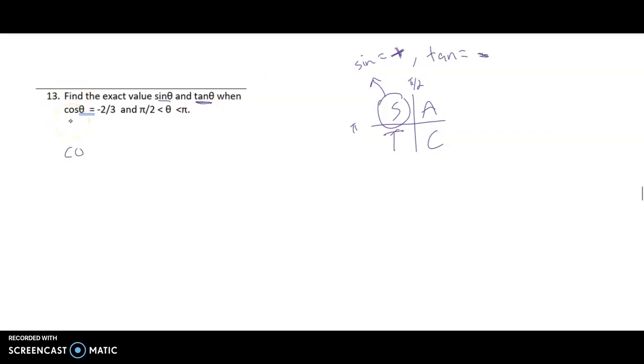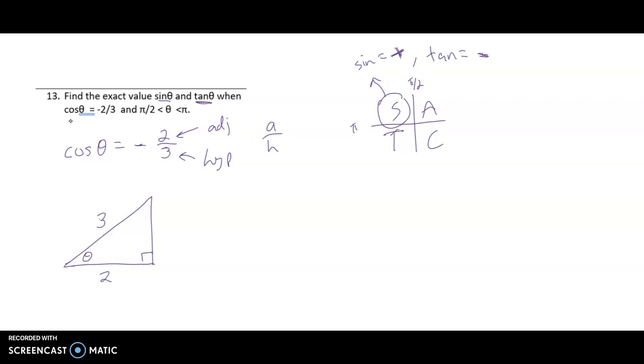What I'm going to do now, if I know cosine of theta is a negative 2 over 3, notice I left the negative out front because it doesn't really matter for what we're doing right now. This is the adjacent side, and this is the hypotenuse, because cosine is A over H. So I'm going to draw a little right triangle. May or may not wind up being to scale. I'm going to make this side 2, because that's adjacent to the theta. And then I'm going to make this side up here 3, because that's the hypotenuse. So I need to find this length right here in order to do sine and tangent.